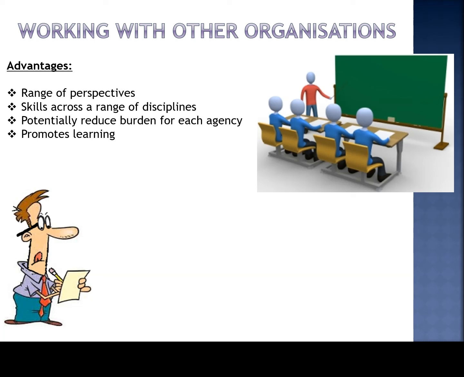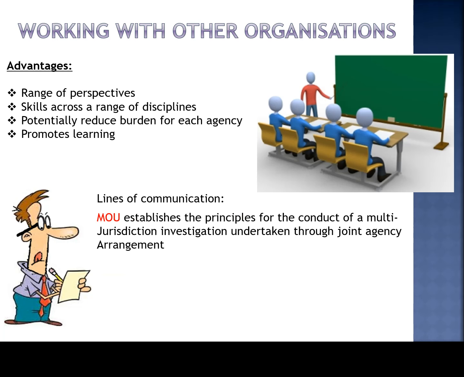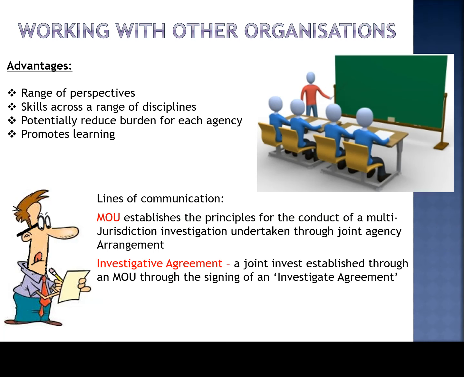So you might work with other geographic jurisdictions, other agencies across borders, if the offence is one which covers that sort of jurisdiction. Also of assistance are things like lines of communication. Lines of communication are important, and there's 3 basic lines of communication that we use. The first one is a memorandum of understanding, or an MOU. It establishes the principles for conducting multi-agency jurisdiction investigations. And investigative agreements, a joint investigation established through an MOU and the signing of an investigative agreement.